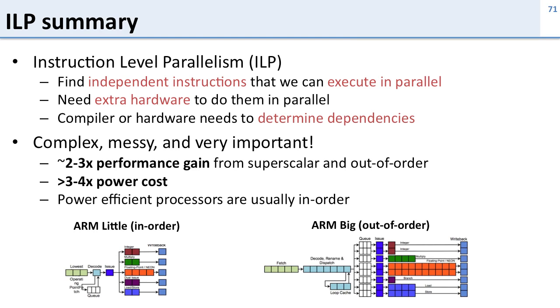And if you remember when we talked about ARM little and big processors at the beginning of the class, we pointed out that the little processor here was in order. And it's in order precisely because out of order costs so much power. Whereas the big processor, which is trying to get performance, is out of order to get better performance.